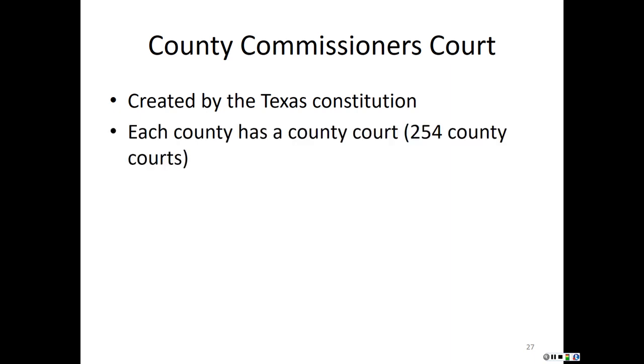Each county has a county court. We have 254 county courts. So how many counties do we have in Texas? You should be able to tell me if each county has a county court. And I'm telling you we have 254 county courts. We have 254 counties in Texas.